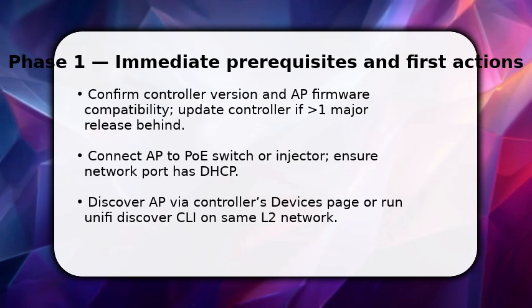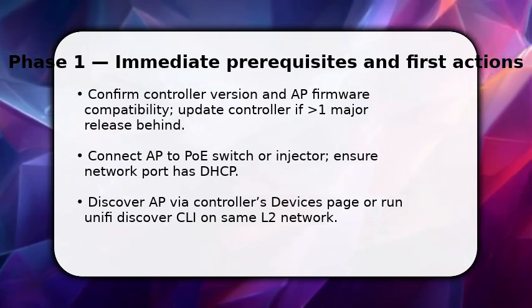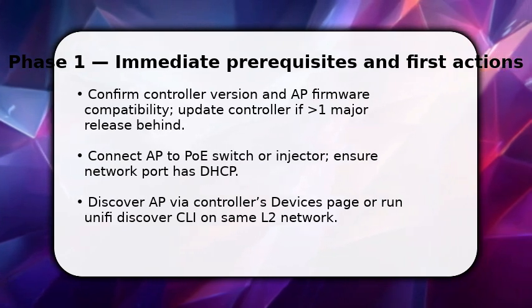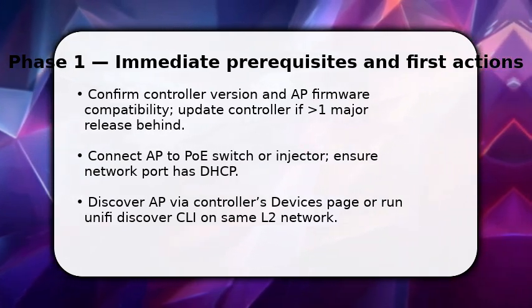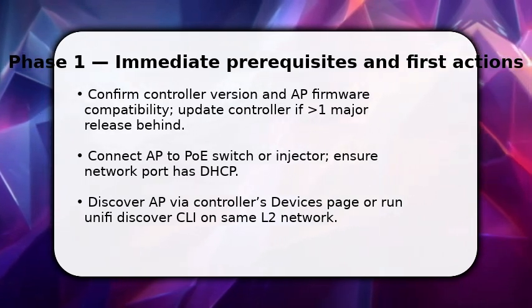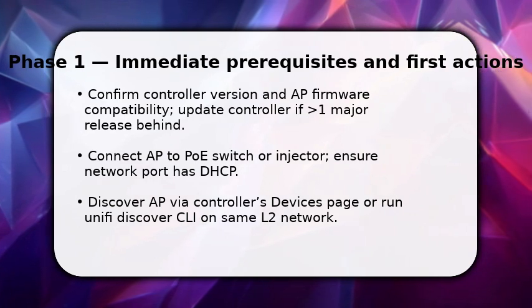You start with Essentials, controller running and AP reachable. Plug the AP into PoE and verify it gets an IP from DHCP. That makes discovery possible. Open the UniFi controller, go straight to Devices, and watch for a pending or discovered AP.